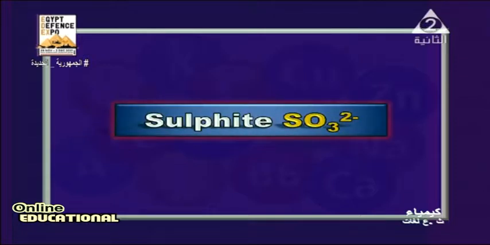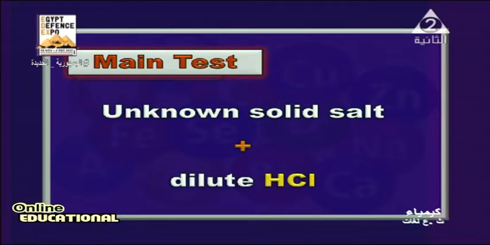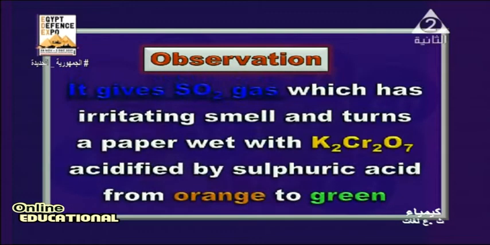Now we are going to detect the sulfite anion. Here the main test, again, must be done on the solid salt, so the solid salt containing the sulfite anion with dilute hydrochloric acid. What do you observe here? The observation is the evolution of a colorless gas, which is SO2, which has an irritating smell and turns paper wet with acidified potassium dichromate, K2Cr2O7, from orange to green, as the following animation shows.